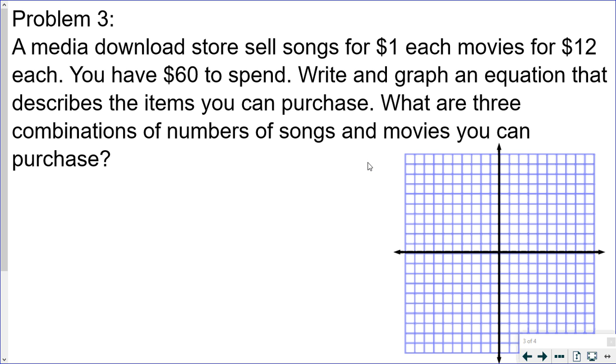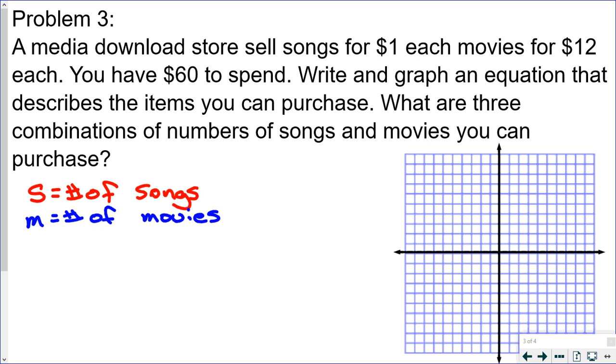So the key thing here is there are 2 variables. So one of the variables, I'll use an S, is the number of songs. So I like to always first identify my variables. The other variable is M for the number of movies.